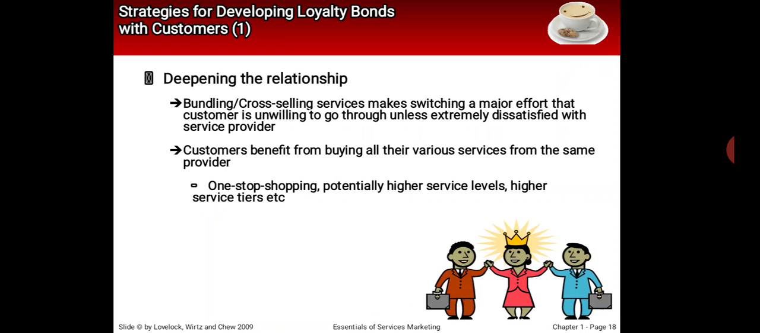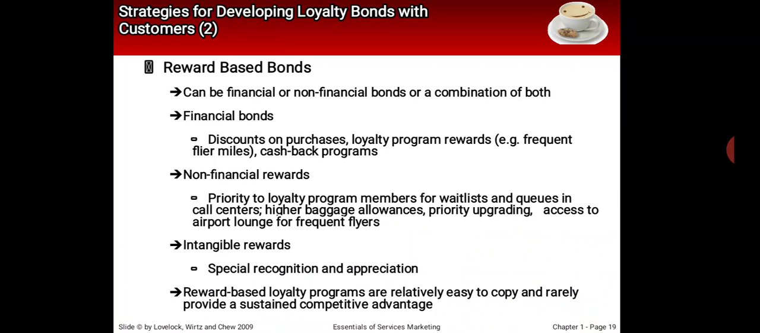Next, reward based bond. It means you are able to generate loyalty through the way of providing rewards. That includes financial bonds. You are able to offer various financial incentives like a cashback program, loyalty program reward, discount on purchase, etc. Also you can offer non-financial rewards, right?